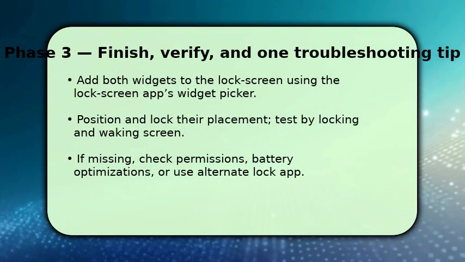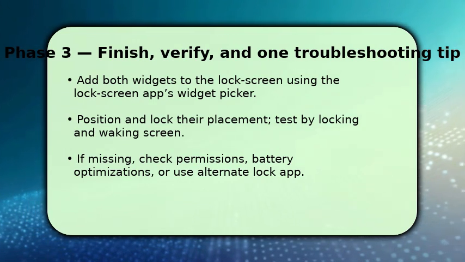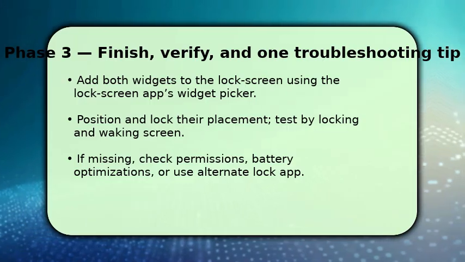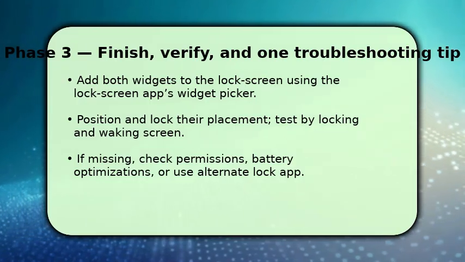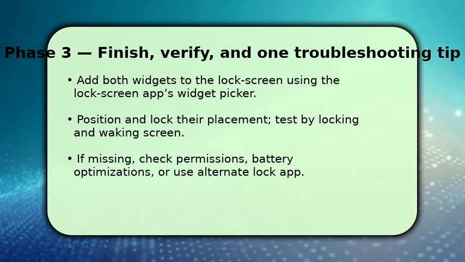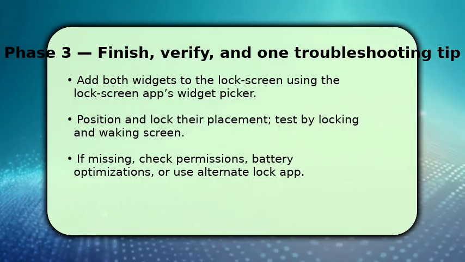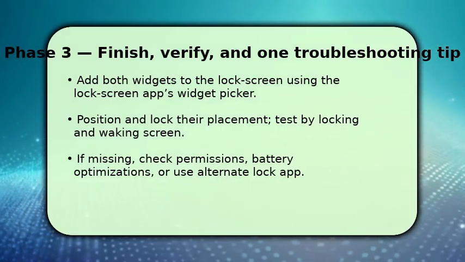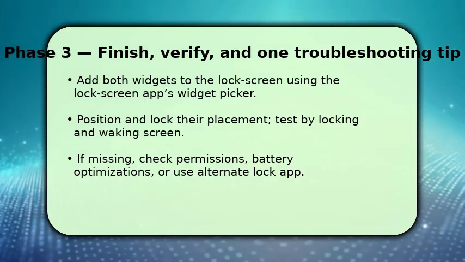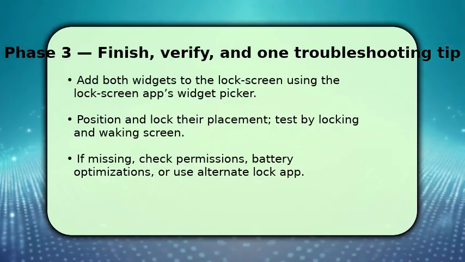Finally, add the two saved widgets to the lock screen via the lock screen app's widget picker or widget add gesture. Place them where they don't overlap, lock their positions if the app allows, and then test by locking and waking the phone. If a widget vanishes, make sure the lock app has background permissions and isn't blocked by battery optimization. Also verify the widget maker runs as an allowed app. If problems persist, switch to another lock screen app that explicitly supports persistent widgets.